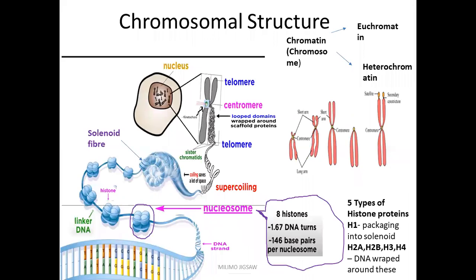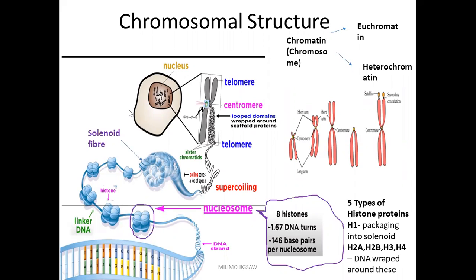Now, what is the structure of the chromosome? So remember, we looked at the eukaryotic cell and also the prokaryotic cell, and we looked at the organelles, and among the organelles that we have is the nucleus, and we said that the nucleus actually contains the genetic material.